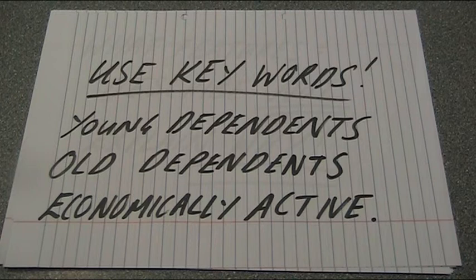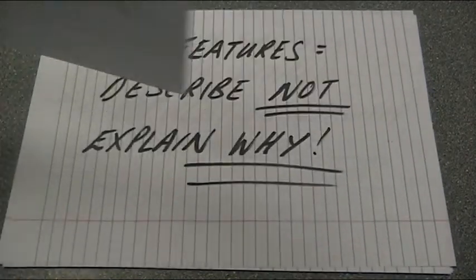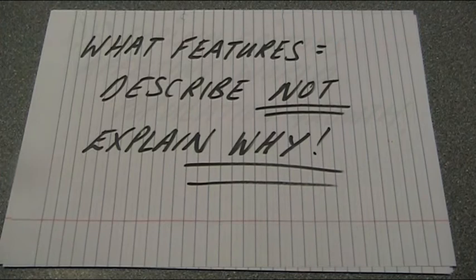So don't just put old people, put old dependents. Don't just put young people, don't just talk about the middle-aged, talk about the economically active. Okay, you know the geography, you know your stuff, and it's up to you to be able to show what you know off to the examiner. Okay, now with this question, lots of people went into far too much detail. The question just asked you what features were there of the population pyramid.